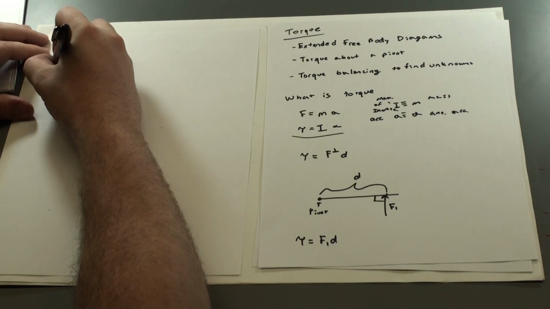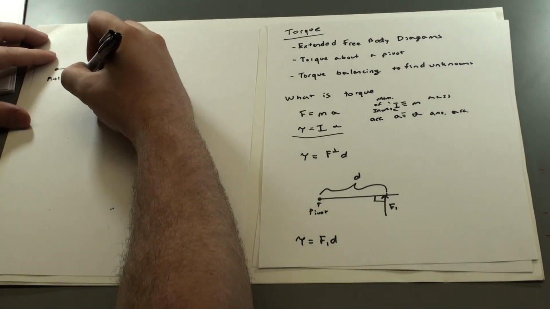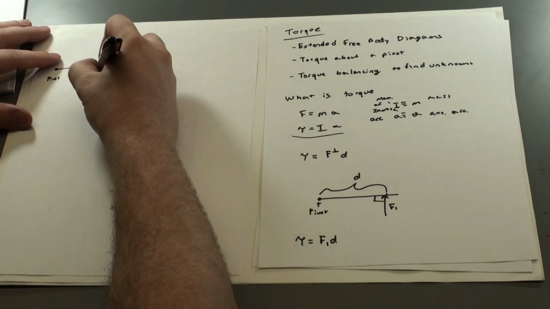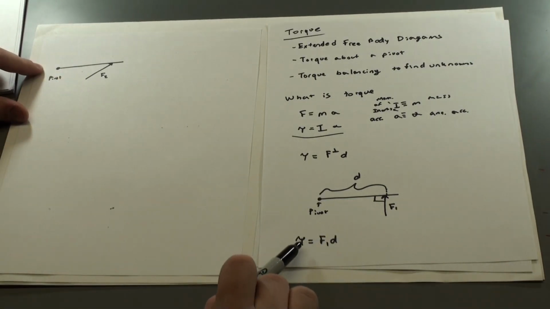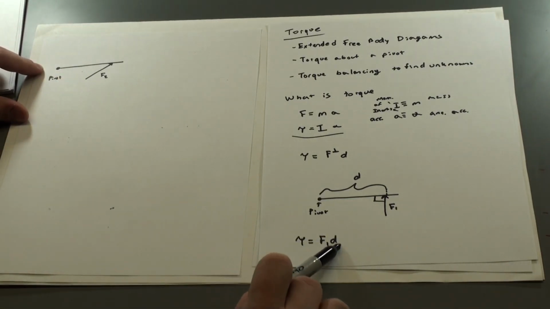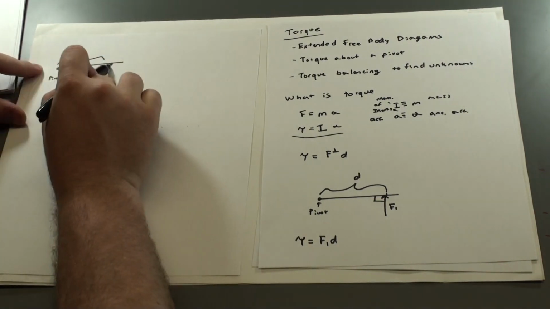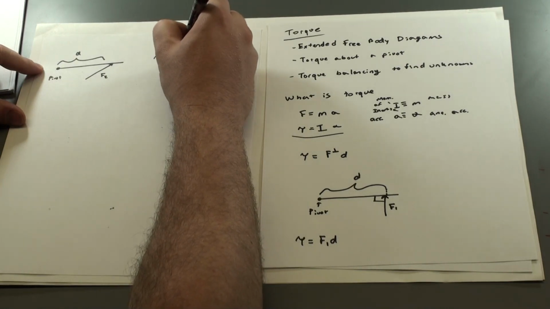So if this is your pivot point again, we're going to say that's the pivot. And let's say this force is acting that way now. So this is force 2. All right, so we can't really just say torque is equal to force 2 times the distance, right? And I'll go ahead and label this as the distance. So there's your distance. We can't say torque equals F2 times d.